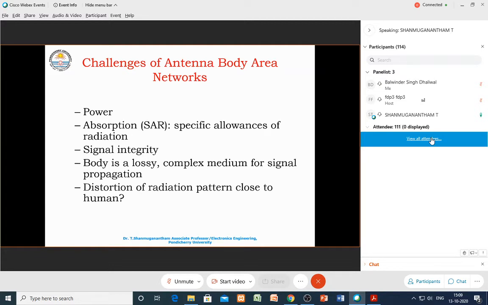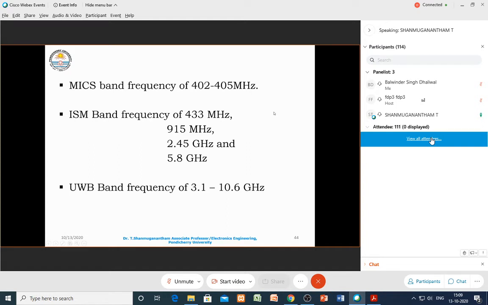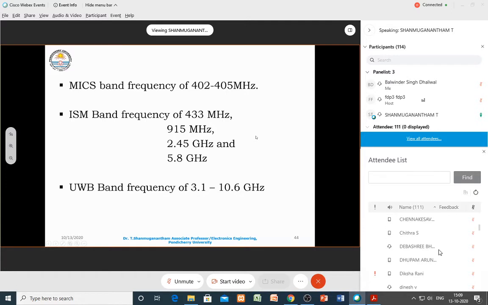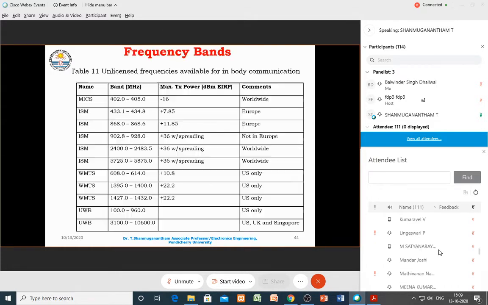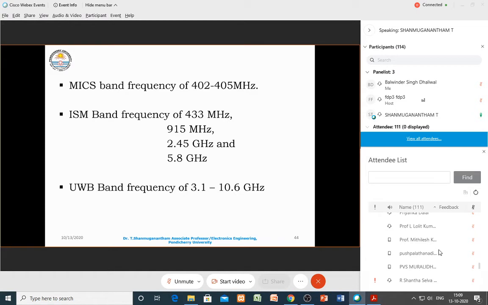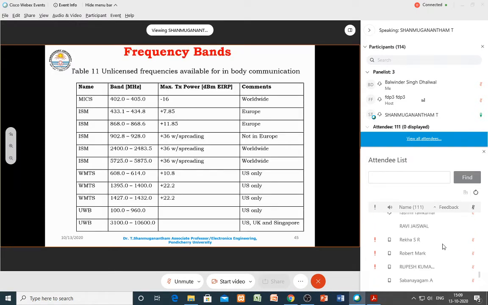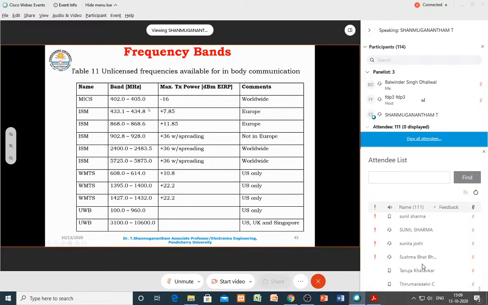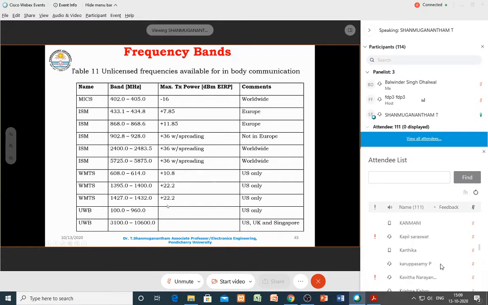Distortion of radiation pattern close to the human body. Then, particularly for biomedical applications, these three frequency bands are used. The MICS band is 402 to 405 megahertz, and the ISM band, industrial scientific medical band, has frequencies of 433 and 915 megahertz, as well as 2.45, 5.2 and 5.8 gigahertz. And then UWB frequency 3.1 to 10.6 gigahertz. So these three frequency bands are particularly used for the body area network, and also these are unlicensed bands. Here, this table shows the frequency bands of MICS and ISM of different frequencies, the maximum power, and which country is using each particular frequency.